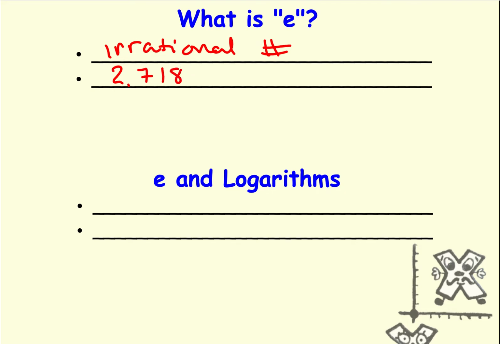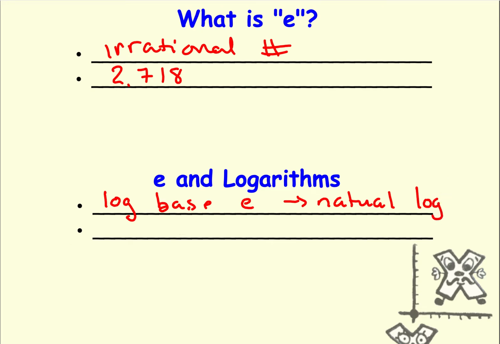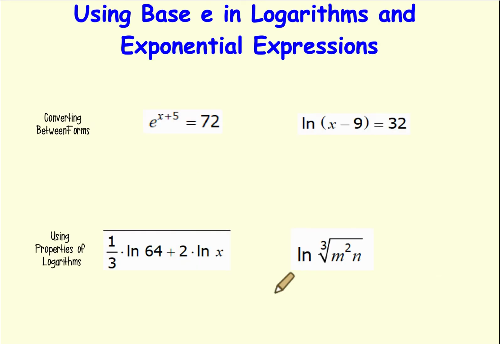So when we use e as a base in a logarithm, it's called a natural log. And it's abbreviated this way. Ln is how we write natural log. And then, of course, we would have the number we're taking the logarithm of. Some things that apply, of course, is the natural log of 1 is equal to 0, and the natural log of e is equal to 1. All the other properties work.